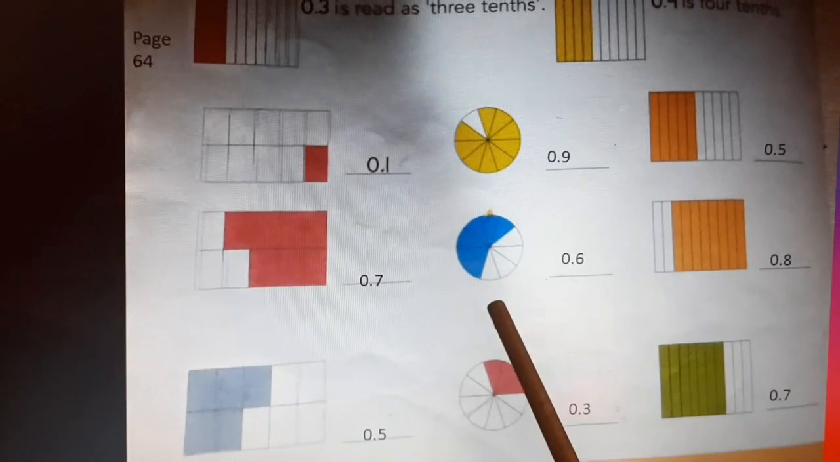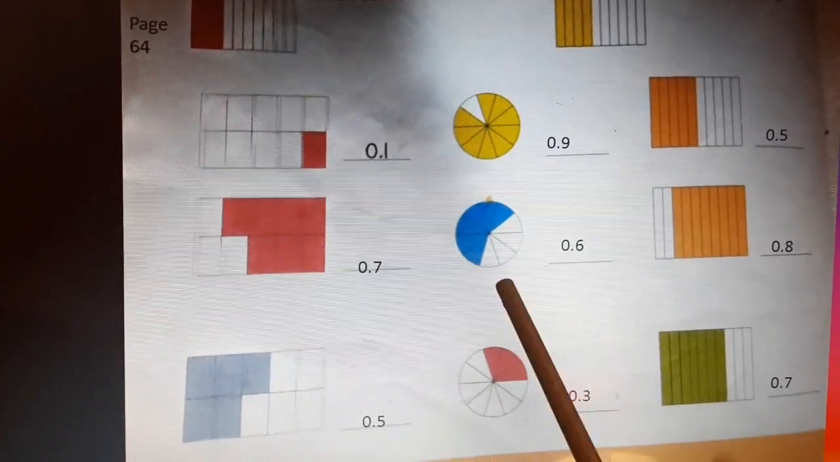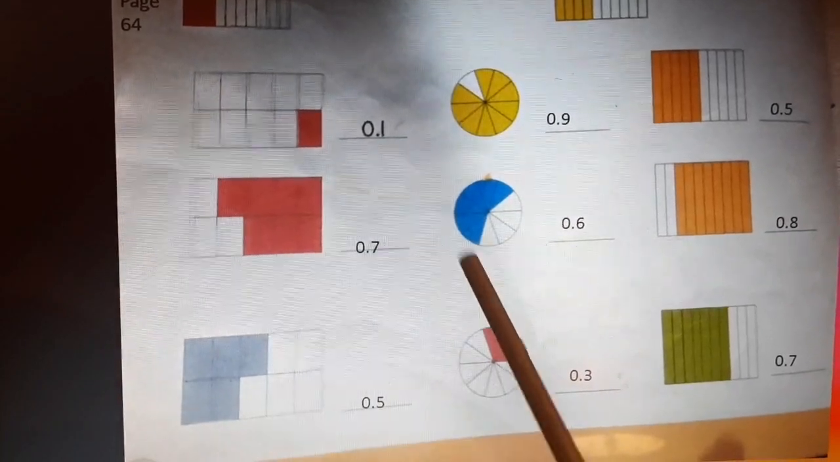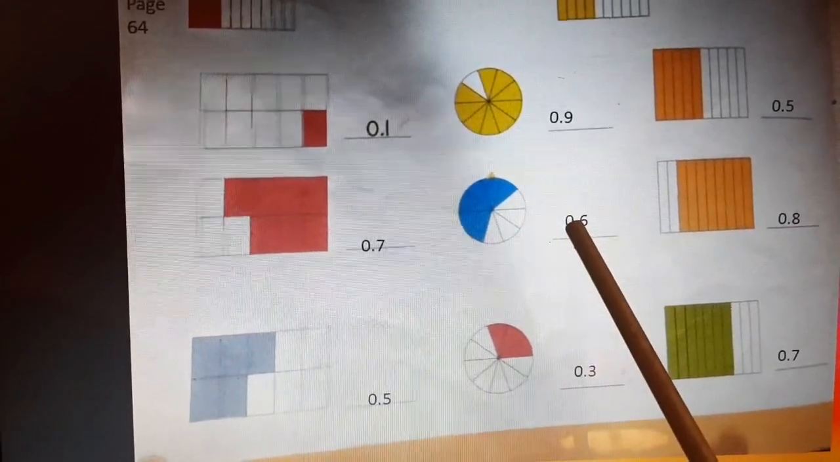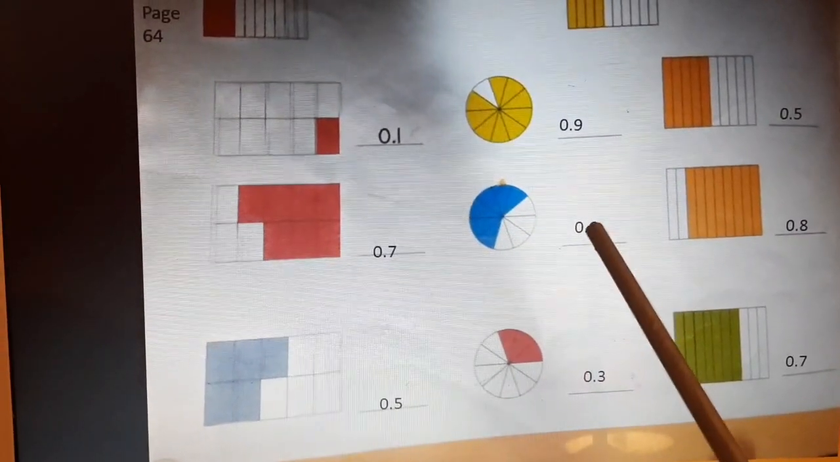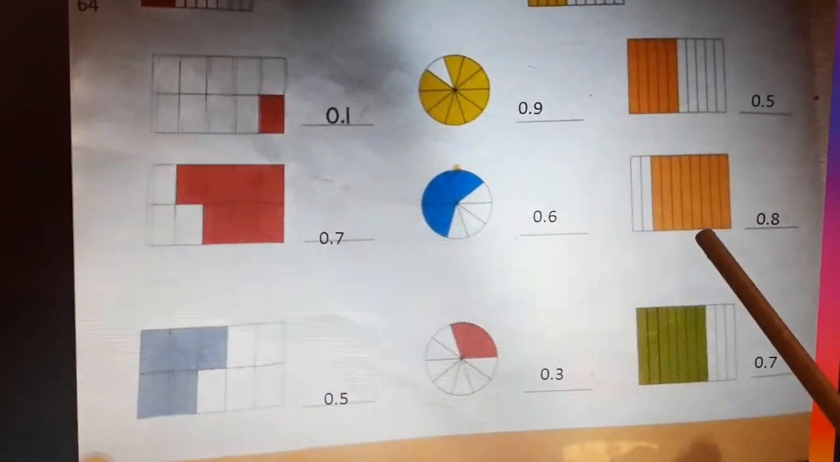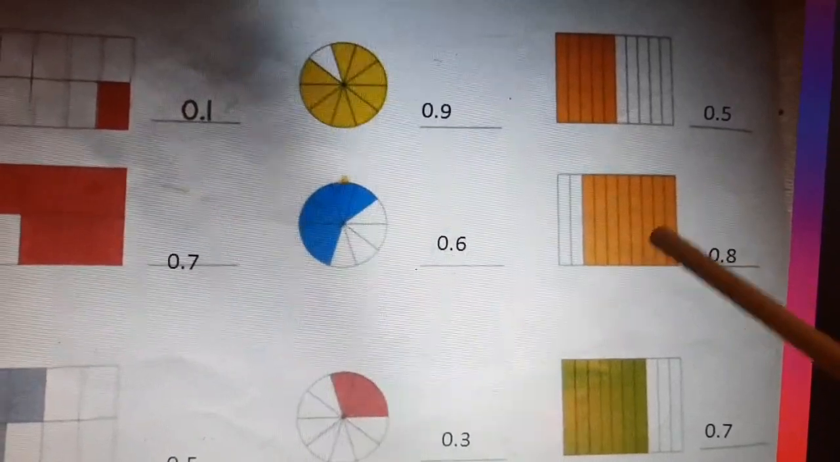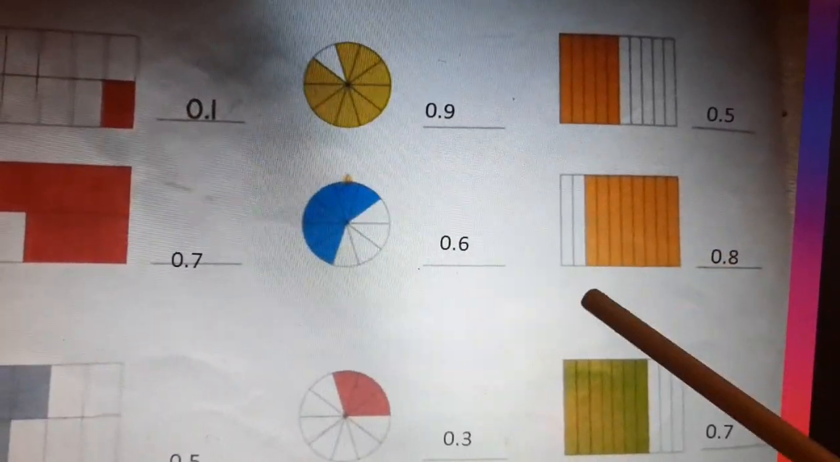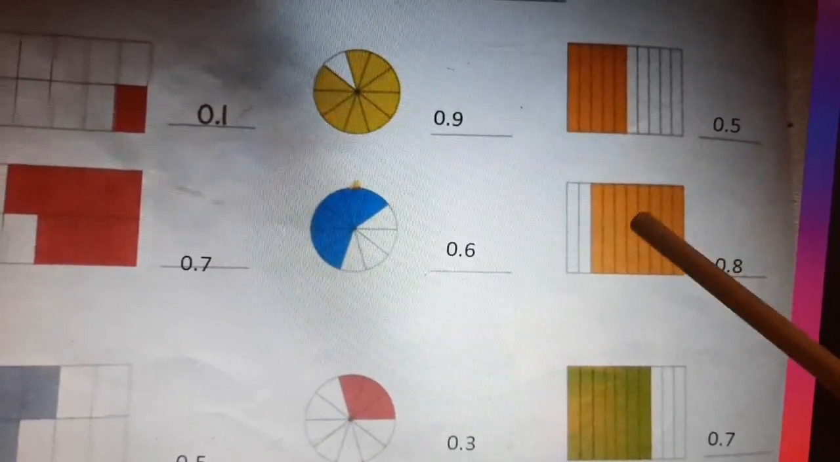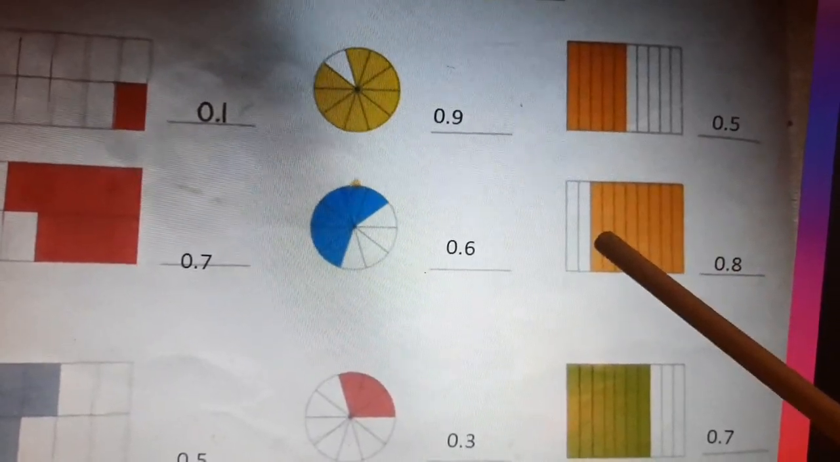Here we have 6 colored parts out of 10. 6 tenths. At first, put the decimal point, then write 6 tenths. Here. How many colored parts are there? We have 8 colored parts. 1, 2, 3, 4, 5, 6, 7, 8.